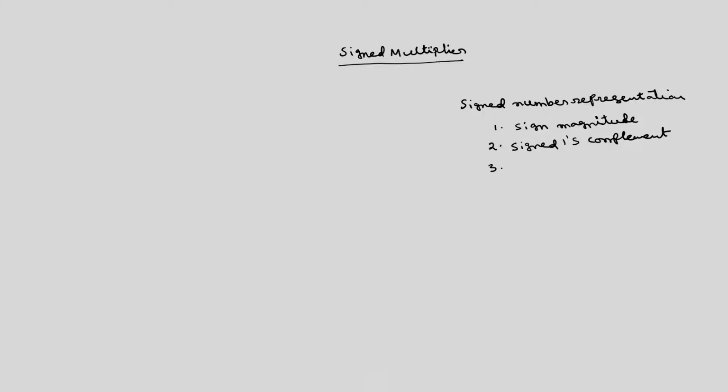We know that there are three ways to represent signed numbers. First I will discuss the signed number representation. In that we have signed magnitude, signed ones complement, signed twos complement.